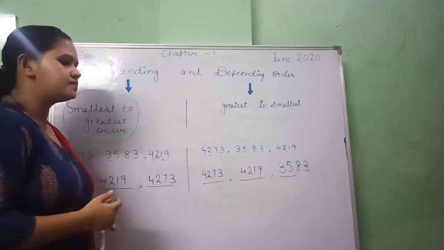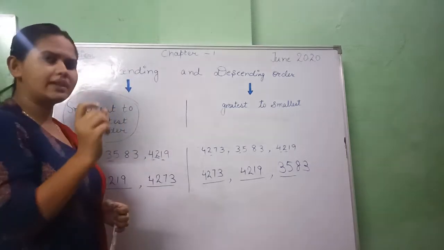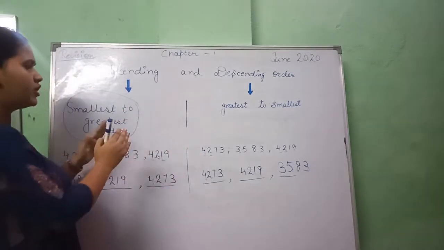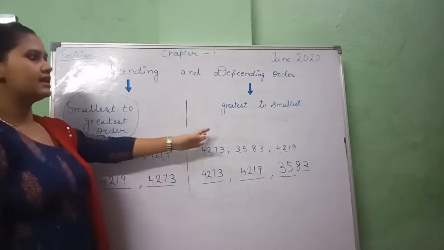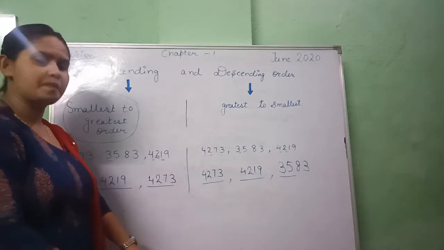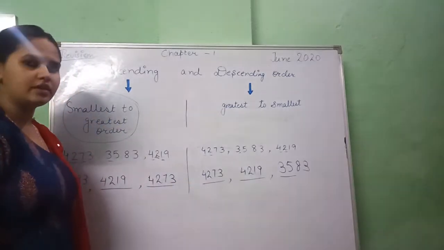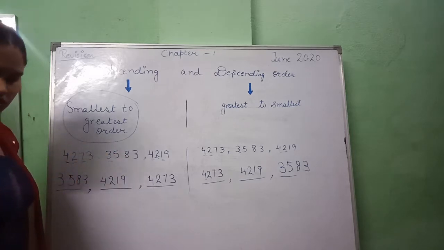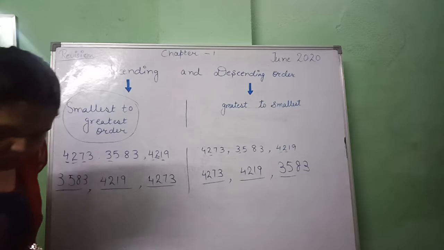When we do these sums, we have to keep one thing in mind: in ascending we have to take the smallest number in front of the line, and in the descending order we have to take the biggest number in front. Okay, so you can see the example of ascending and descending order. So in this way we have done our ascending and descending order.